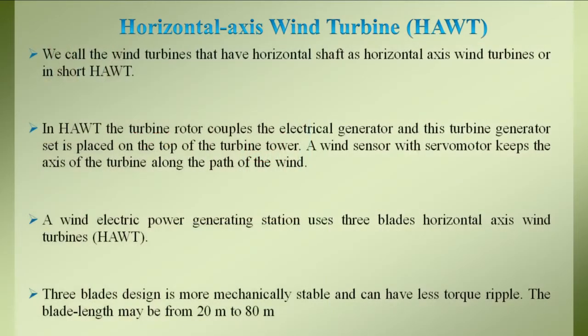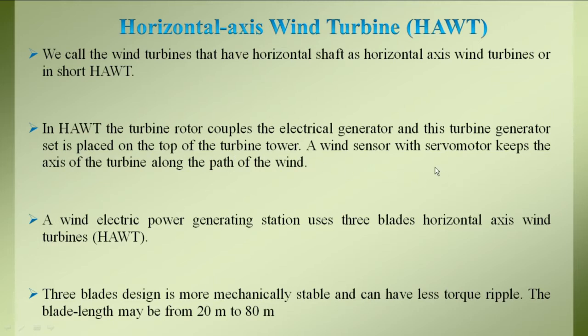We call the wind turbine that has a horizontal shaft a horizontal axis wind turbine, or HAWT in short. In the horizontal axis wind turbine, the turbine rotor couples to the electric generator, and this turbine generator set is placed on the top of the turbine tower.